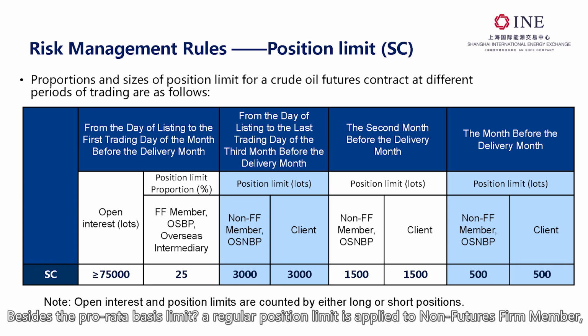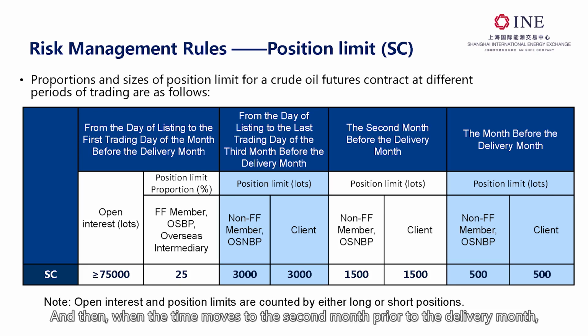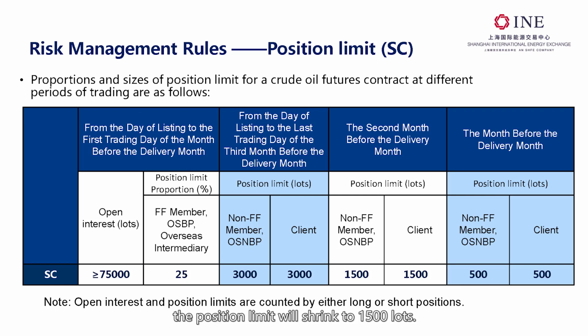Besides the pro rata basis limit, a regular position limit is applied to non-futures firm member, overseas special non-brokerage participants, and clients. Under this position limit, from the listing day to the last trading day of the 3rd month prior to the delivery month, the position limit is 3,000 lots. And then when the time moves to the 2nd month prior to the delivery month, the position limit will shrink to 1,500 lots. Then in the last month, the limit will be only 500 lots.